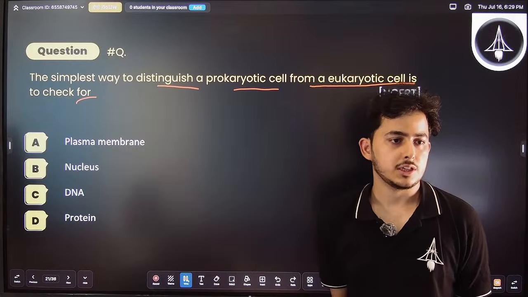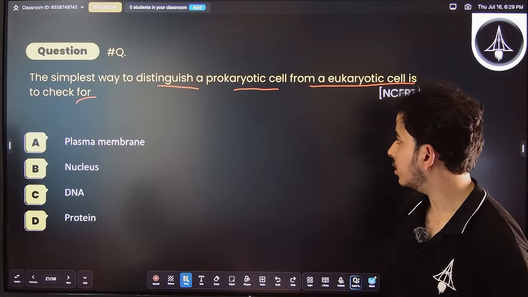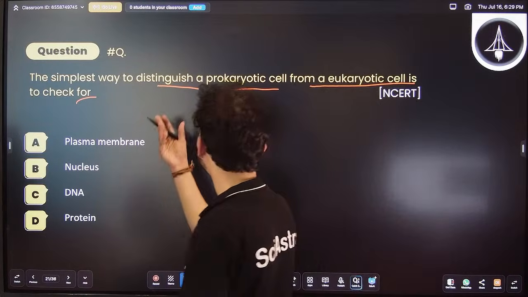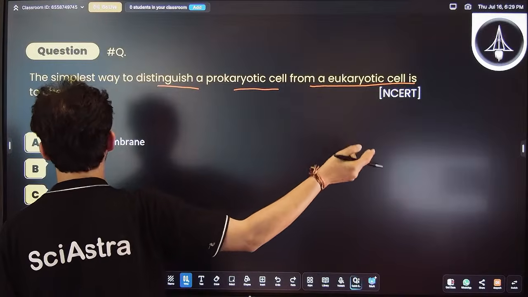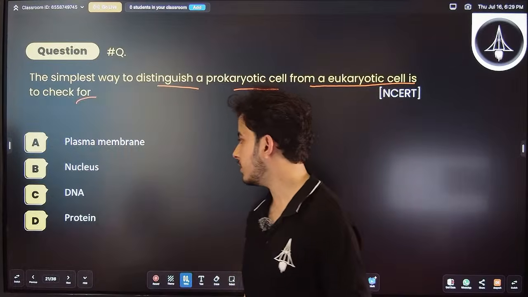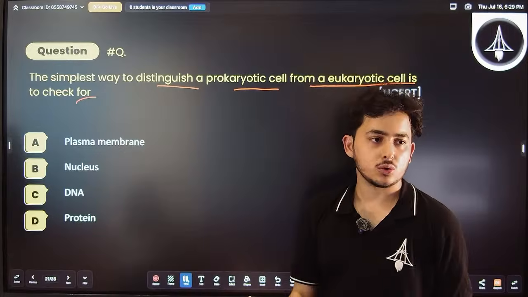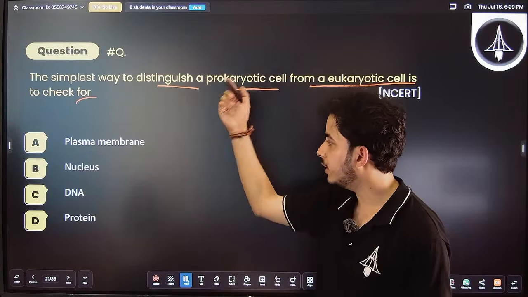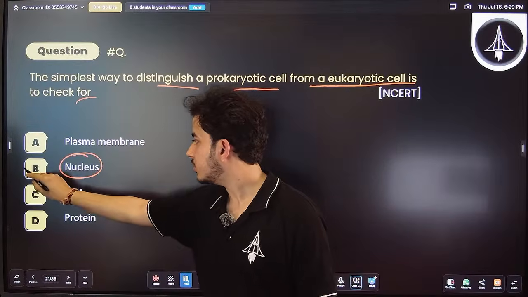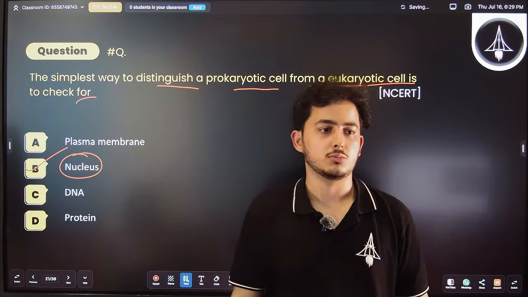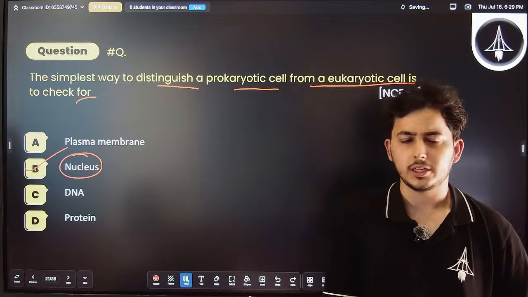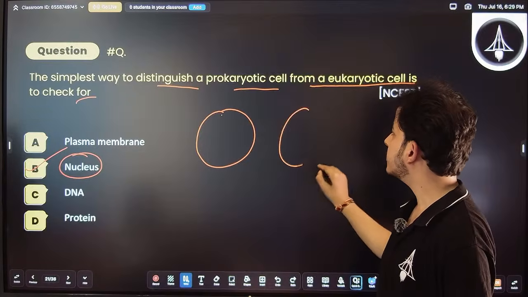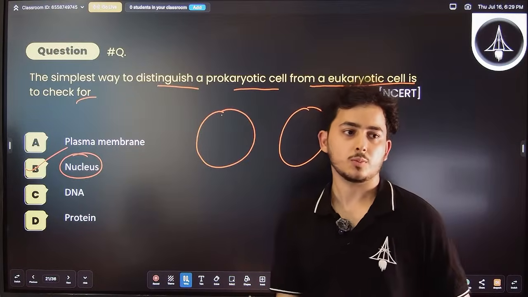Many people might think otherwise. So the simplest way to distinguish a prokaryotic cell from a eukaryotic cell is to check for. Basically, in both prokaryotic and eukaryotic cells, you have the DNA, you have the protein, you have a membrane, but what a prokaryote doesn't have is the nucleus. So the answer is option B. Why are people going with A? See, a prokaryotic cell also has a membrane, and a eukaryotic cell also has a membrane, so that is not an issue.